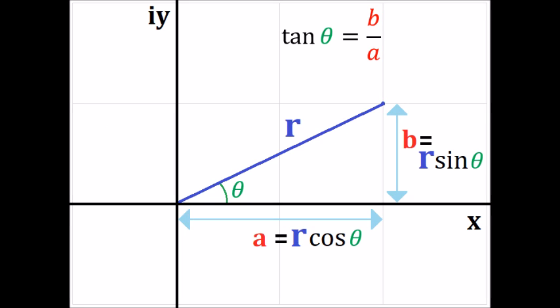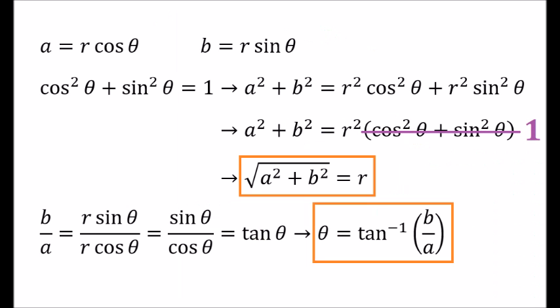Remember that any complex number can be represented as a vector in the complex plane. This is a simple pictorial representation of that. By definition, a is equal to r cosine theta and b equals r sine theta. Using the Pythagorean identity and simplifying, it can be shown that r is equal to the square root of a squared plus b squared. Taking the ratio of r sine theta over r cosine theta, we find that theta is equal to inverse tangent of b over a. This was also obvious from looking at the image on the previous slide.